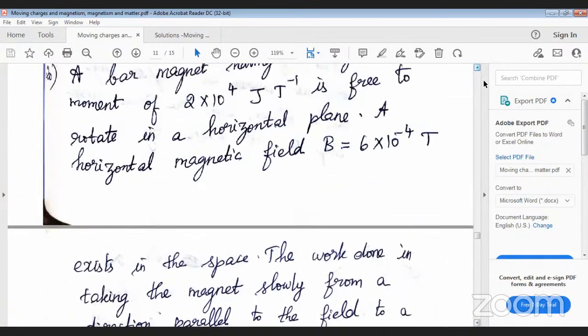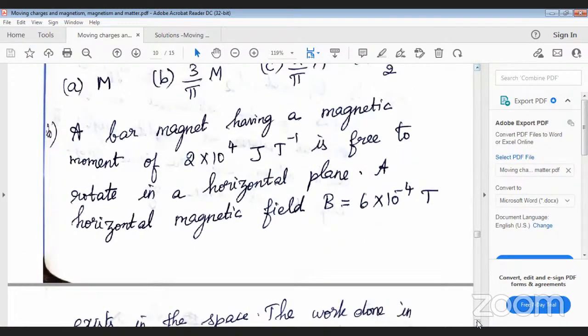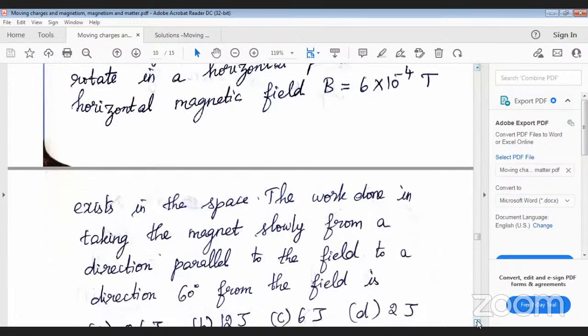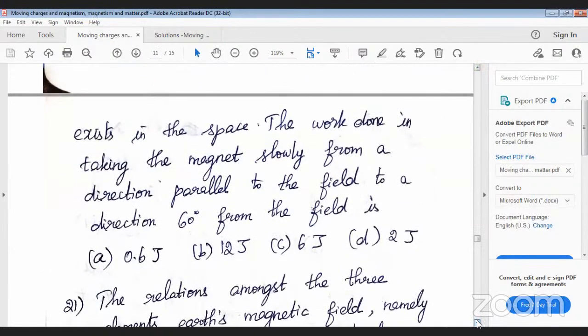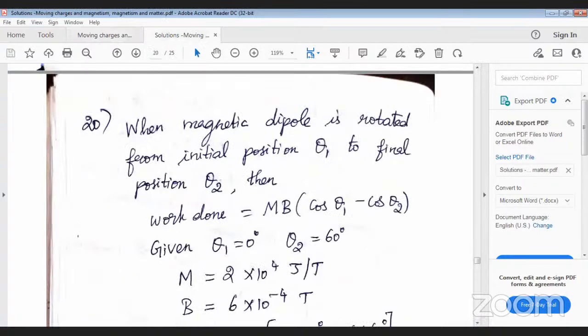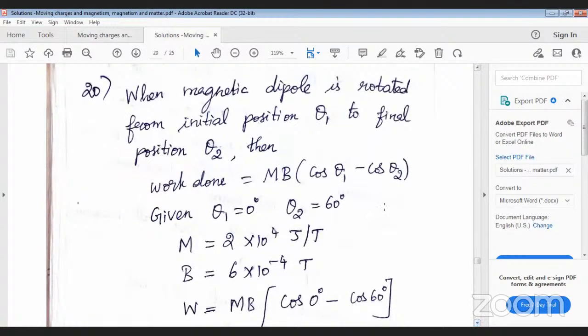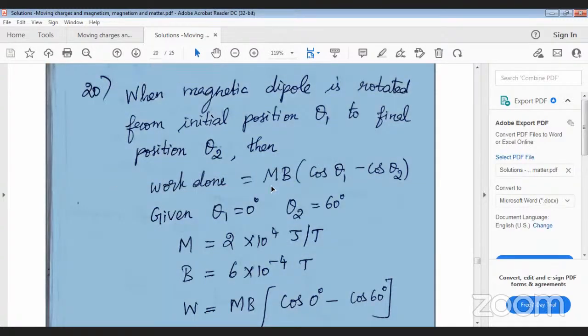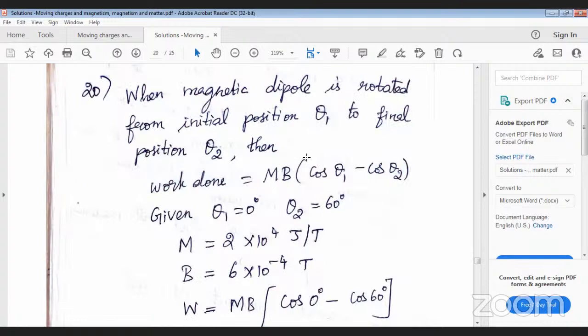Here they are keeping a bar magnet in an external magnetic field and they are asking us to find out the work done in rotating the magnet. Okay, work done in rotating the magnet from a particular angle to another angle. For that we have the formula. So this is the general formula you see. So work done is equal to MB, as you can see from this equation.